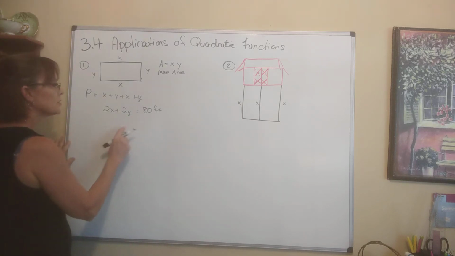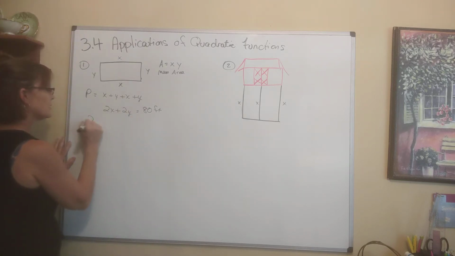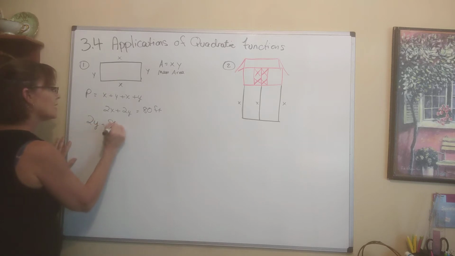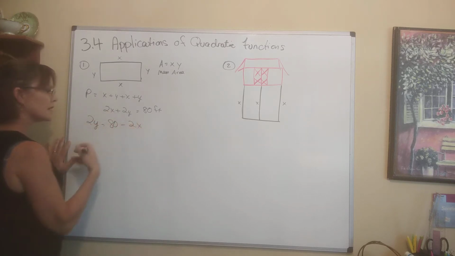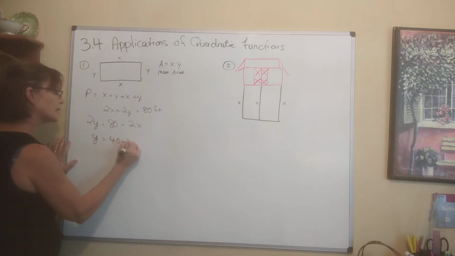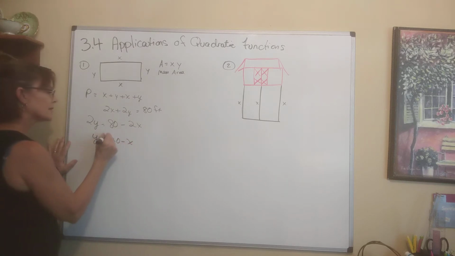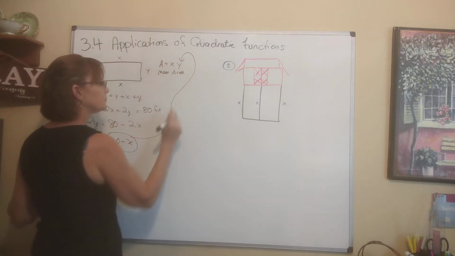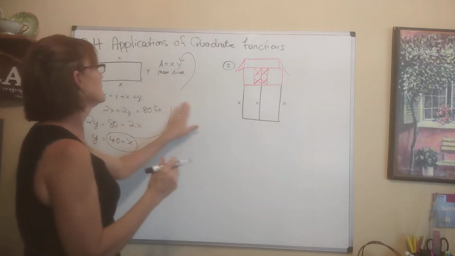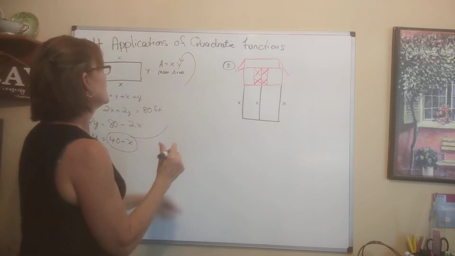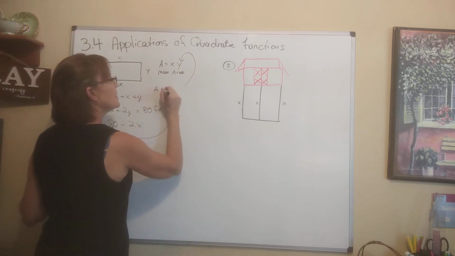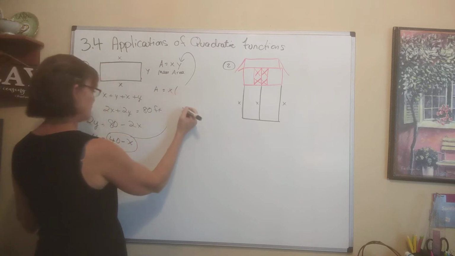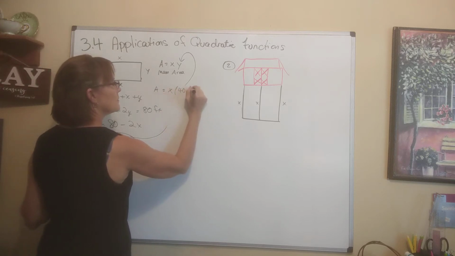I'll do this by subtracting 2x from both sides. 2y is 80 minus 2x, and then I'll divide both sides by 2 and get y is equal to 40 minus x. Now I want to make this substitution. I'm going to substitute this in for my y here, and when I do that, what I get is that the area is equal to x times 40 minus x.